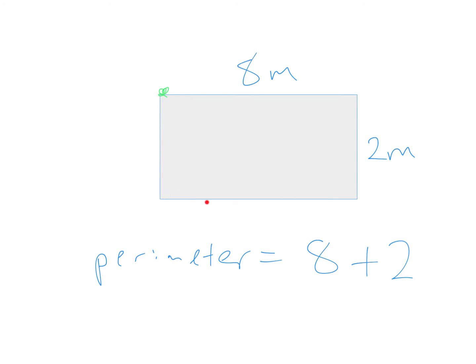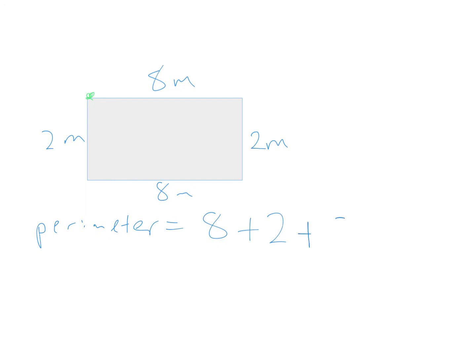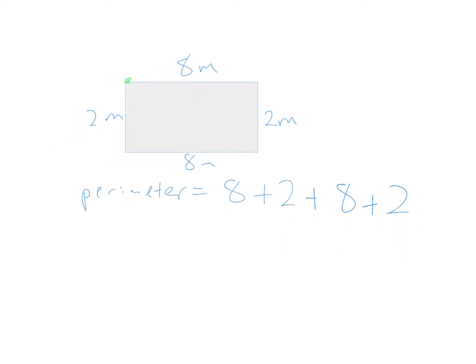We know that this side length is the same as the opposite side. So you can say that this is 8. And for the same reason, we can say that this is 2. So we're going to walk 8 meters back along the bottom. So we've gone 8, 2, and 8, and then another 2 meters to finish our journey. So again, that's 8 plus 2 plus 8 plus 2. This will give us overall 20 meters.